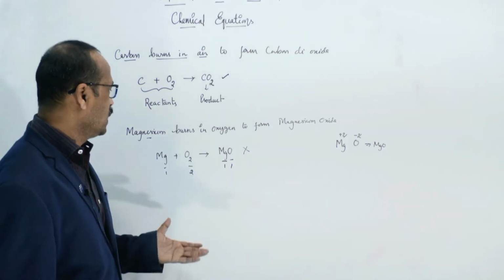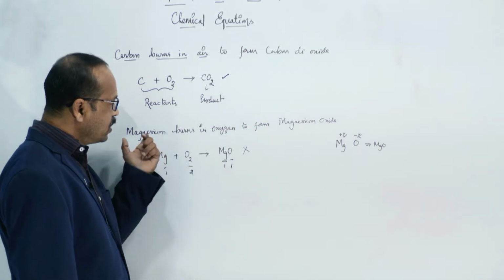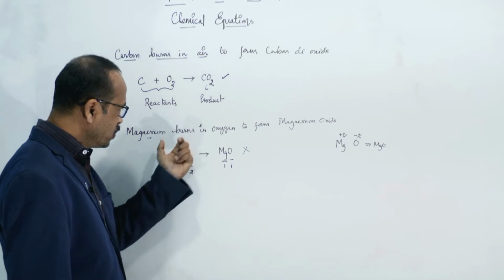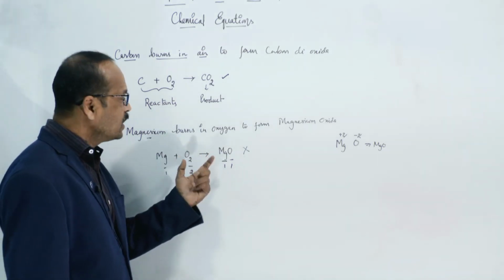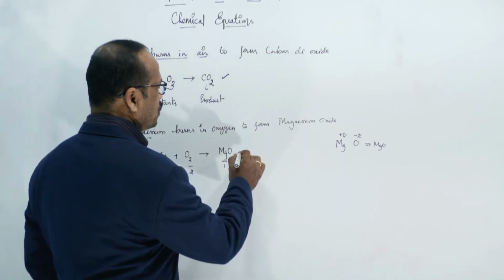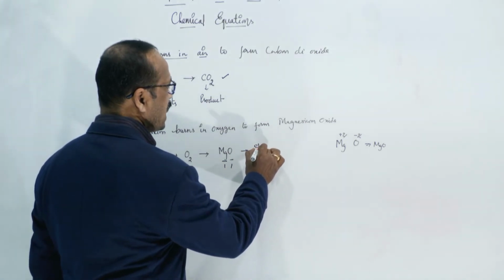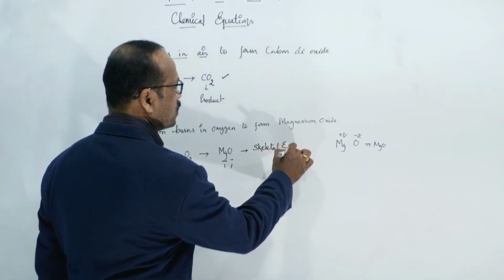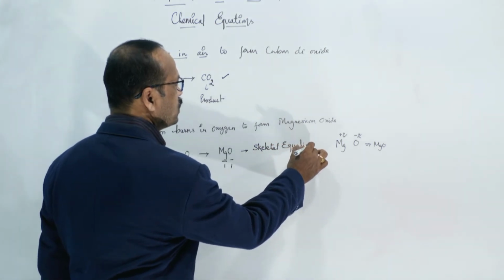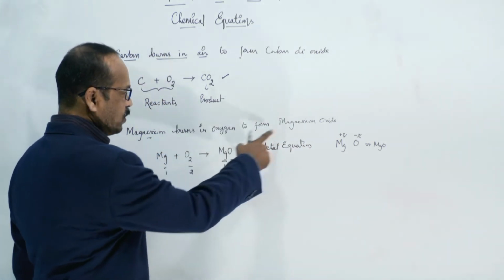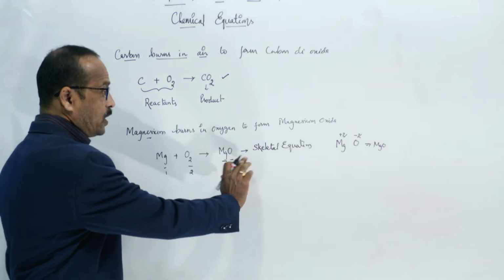Okay, so here this reaction, what is the chemical reaction there? As it is, what you are writing as the chemical equation is called a skeletal equation. What is it called, students? Skeletal equation. Magnesium symbol Mg, oxygen formula O2, magnesium oxide MgO. You have written it correctly, but it's not balanced.